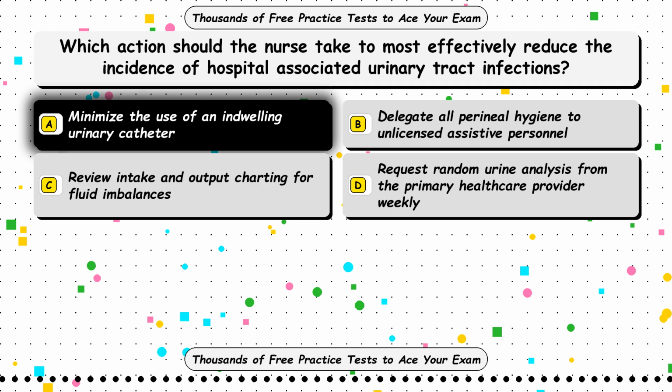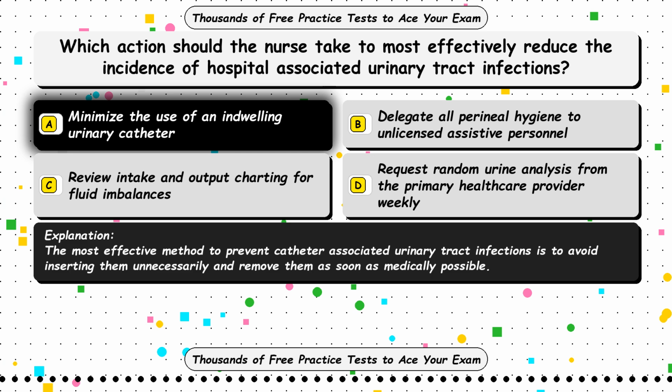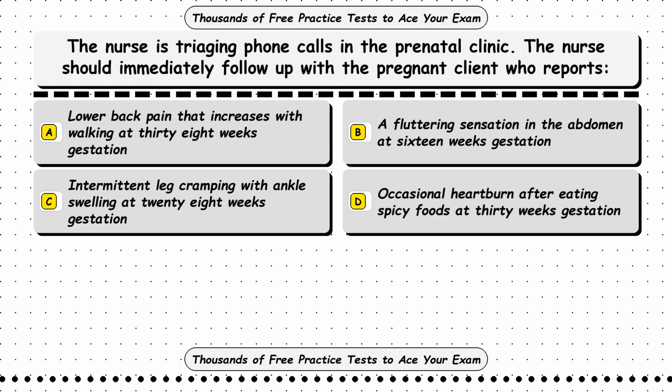The correct answer is option A. Minimize the use of an indwelling urinary catheter. The most effective method to prevent catheter-associated urinary tract infections is to avoid inserting them unnecessarily and remove them as soon as medically possible.